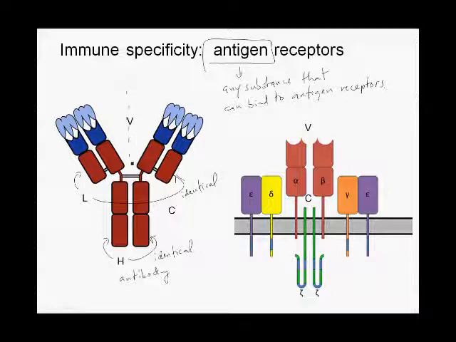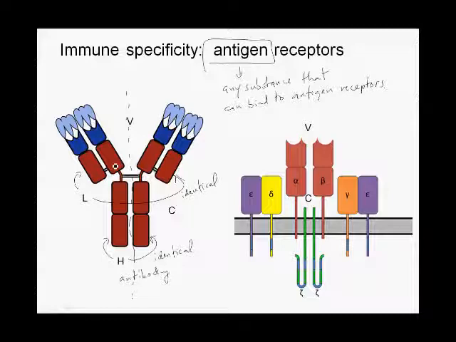So in fact, if we split this antibody molecule in half, the left half is identical to the right half. They're mirror images of each other. These lines here indicate disulfide bonds that link these polypeptide chains together into this quaternary structure using covalent disulfide bonds.